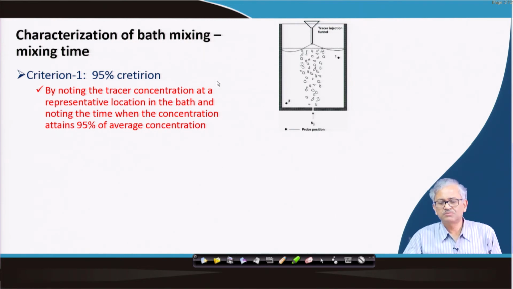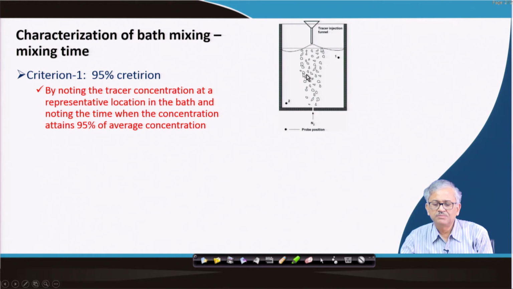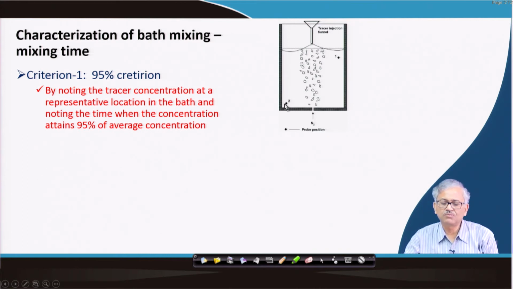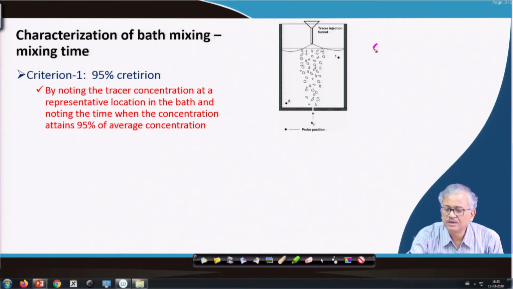For example, some experimental facilities have been given here. You are adding some tracer here and injecting nitrogen from the bottom, and then you are monitoring the concentration at points 1 and 2, these two locations. You can take either 1 or 2 or both of them, and measure the concentration and see when it attains the average concentration. For example, you have added delta m amount of tracer and the volume is V, so delta m by V is equal to C bar.